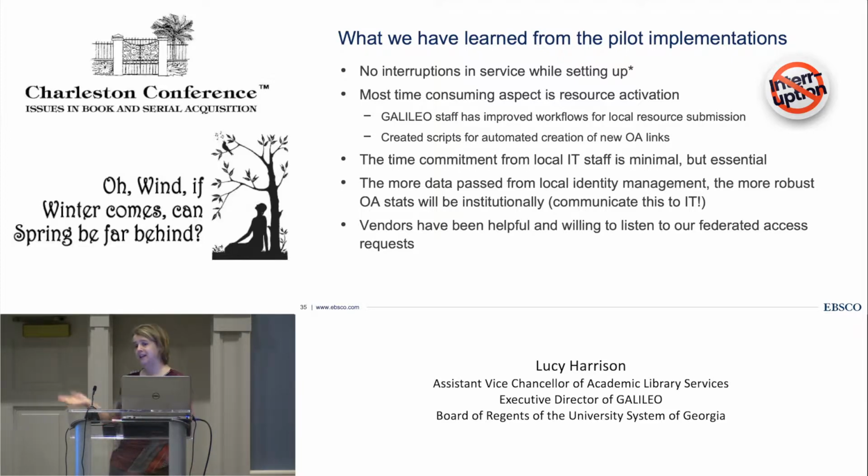The more data that gets passed from those local identity management solutions, the more robust OpenAthens will be. OpenAthens will work if you just pass a bare minimum of information. Is this an active student or not? But if you want to get to those robust statistics and see how are my nursing students using this, you want to have those different interfaces for a second grader versus a high school student, then you have to get that information from that identity provider.